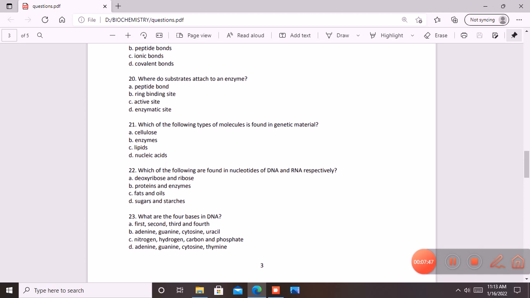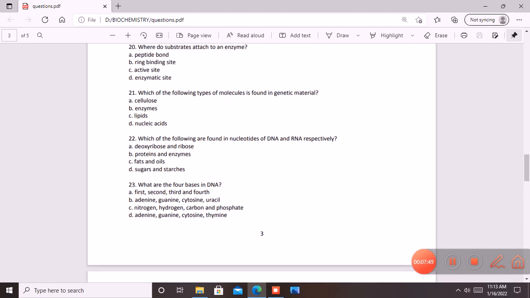Question 22 says, which of the following are found in nucleotides of DNA and RNA respectively? Deoxyribose and ribose, proteins and enzyme parts. Okay, so this one is asking for the components. So DNA or nucleic acids are made of nitrogenous bases, a sugar and a phosphate group. So the sugar in DNA is called deoxyribose, and that of RNA is ribose. So respectively, DNA and RNA are composed of deoxyribose and ribose. That is A. Question 22, the answer is A.